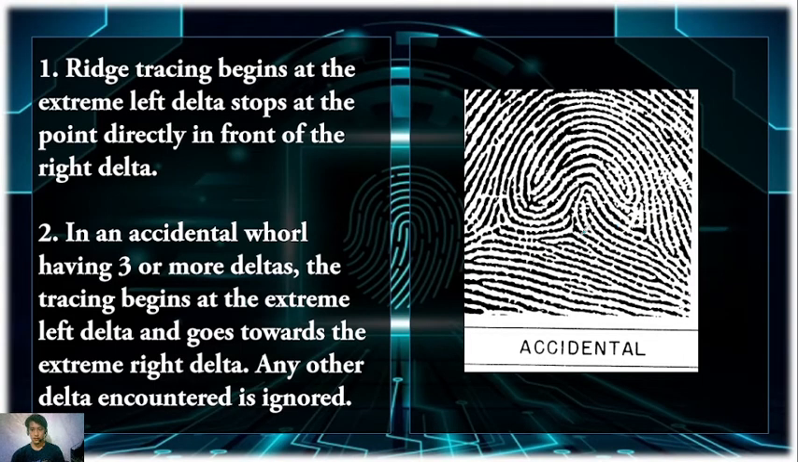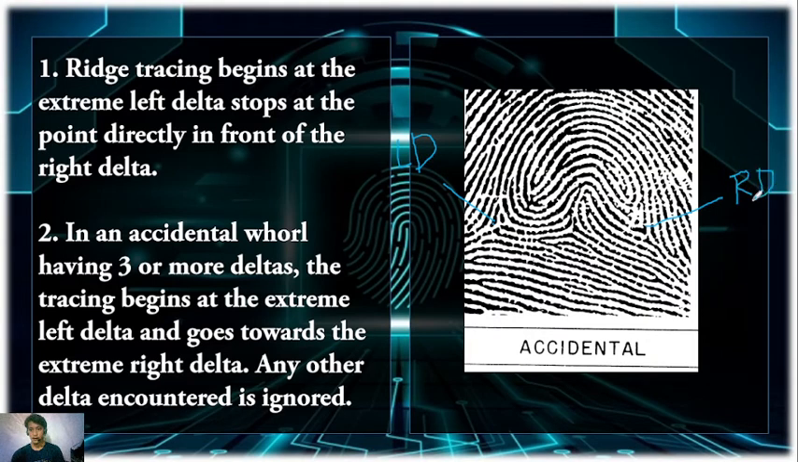Okay, so let's try to locate the left delta and the rightmost delta. As we have here in our illustration, we can use this abrupt ending ridge as our delta in here. So this is our left delta. Then where is the rightmost part here? So we can say that this bifurcation is our right delta.